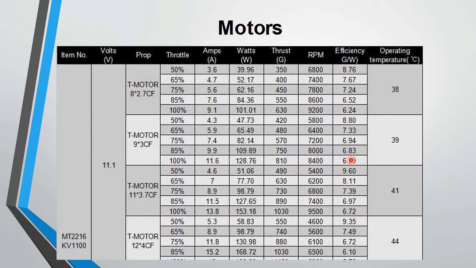Now I've given you a small data table of the motors. I've given you this item number MT2216 KV1100, and it is of 11.1 volt, and then propeller, it is of T-Motor 2.7 CF, and then I've given you amperes, watts, thrust, and then RPM efficiency, which one is highly efficient, and then operating temperature also I have given. So you can look at this, and you can opt from here which motor you need.